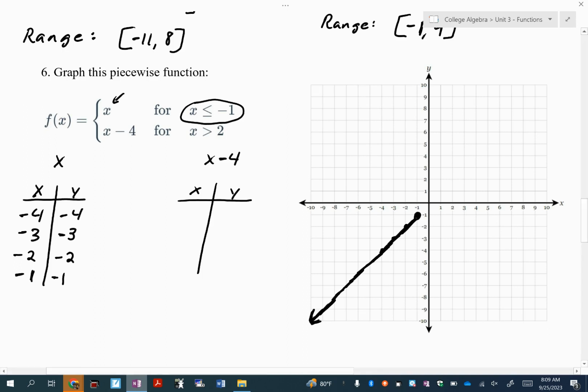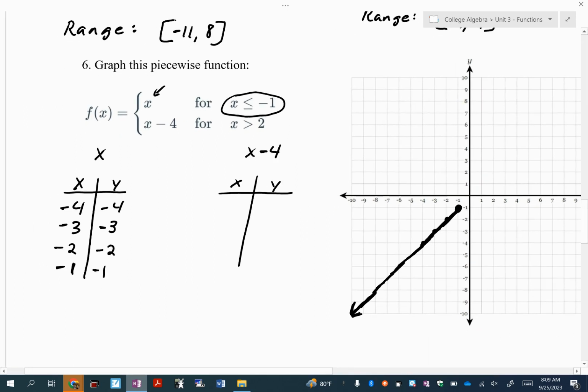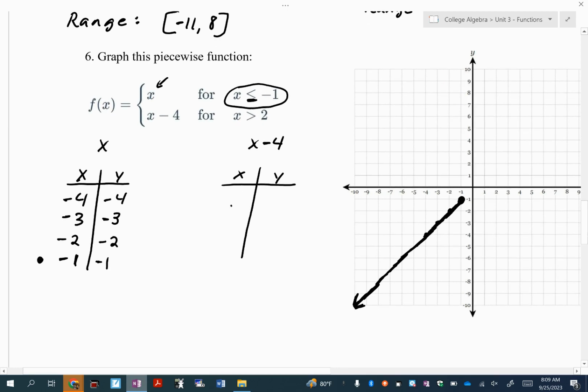Notice I use a closed circle at -1, -1, right? I use a closed circle because of this or equal to line underneath. Now for the other piece, values that are greater than 2, so 3, 4, 5. But be careful here. I am going to plug in 2, but because it doesn't have the or equal to line, I will be using an open circle at 2, comma, we get here, 2 minus 4 is -2.